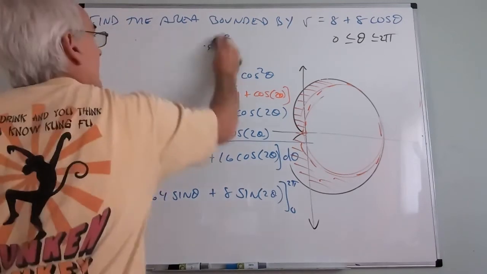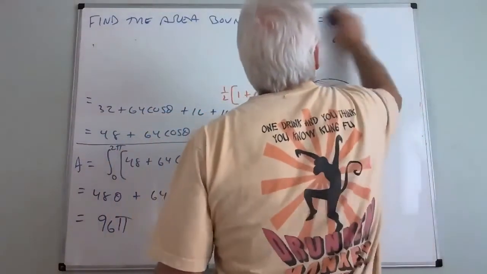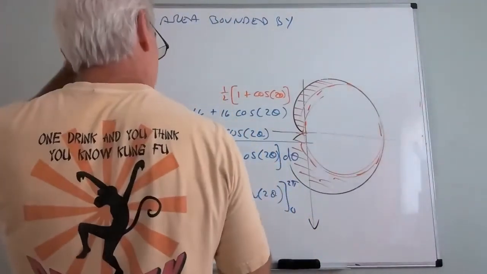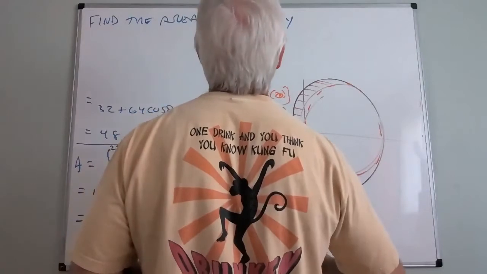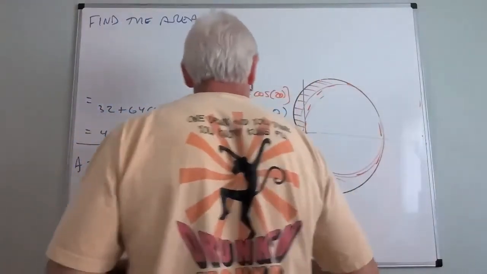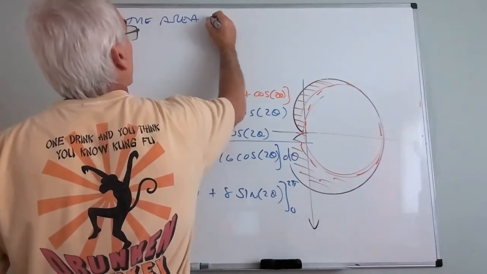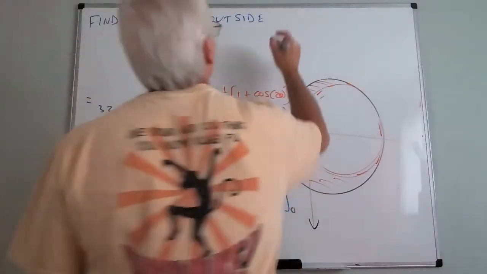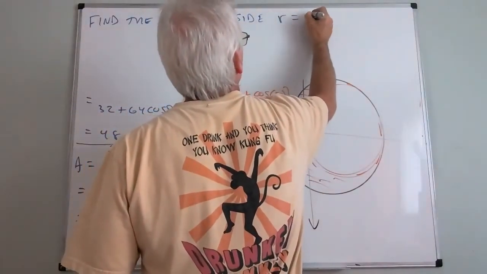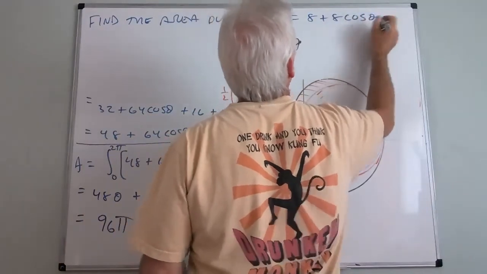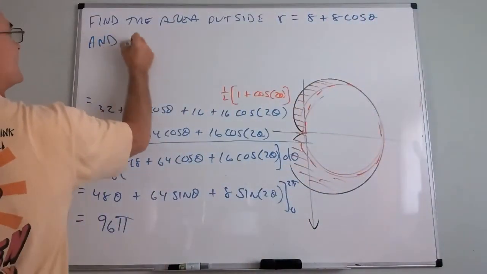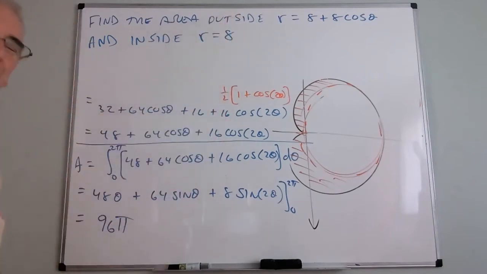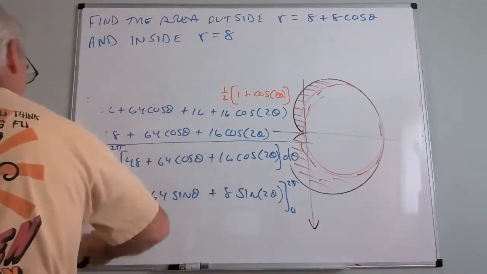All right. Find the area. How about, I'll take the same function. Find the area outside r equals 8 plus 8 cos theta, and inside r equals 8. Ooh, this kind of looks evil.